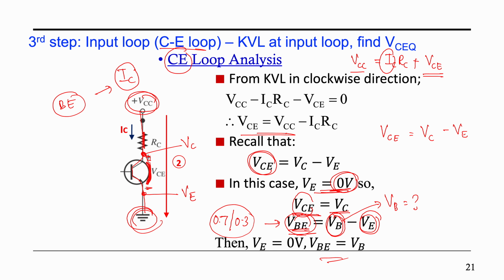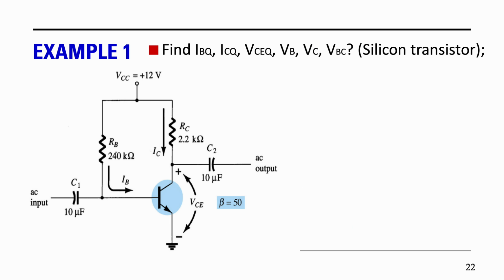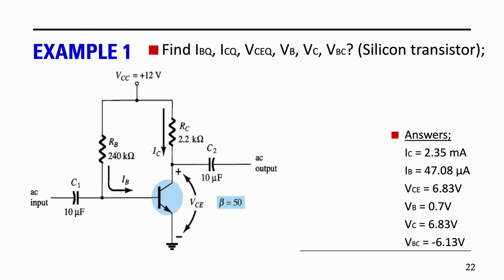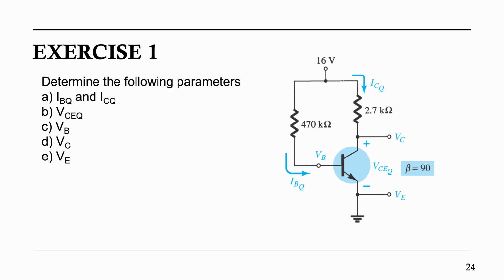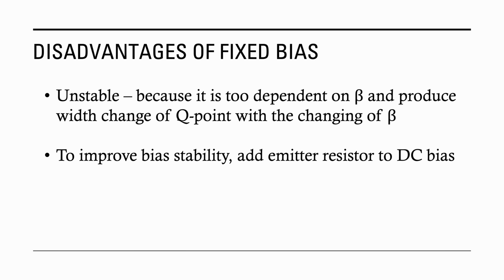We also have discussed this example. Most of you can get this answer, because the answer is provided to you. We have done this exercise 1. Now, I'm not sure, did I explain about the disadvantages of the fixed bias or not? But we will discuss this in this class.